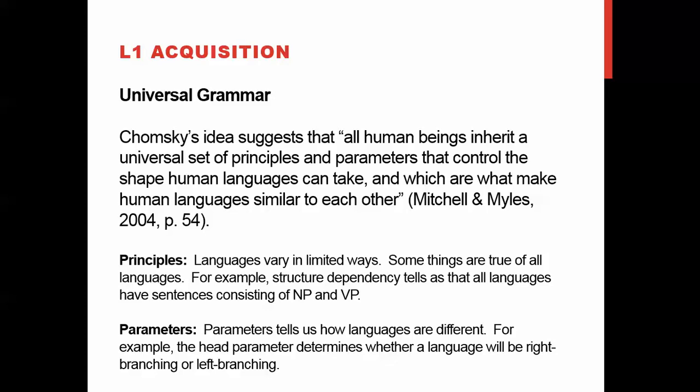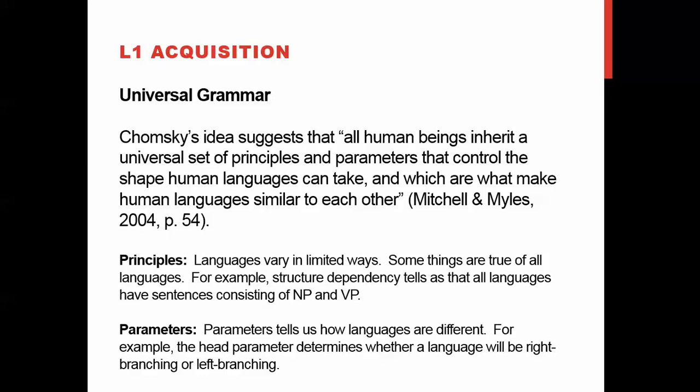Chomsky, in this idea, suggests that all human beings inherit a universal set of principles and parameters that control and shape the shape that human languages can take, and which are what make human languages similar to each other. So when you look at human languages, actually they're quite similar, but they're different. And he came up with two really important concepts to explain what's going on with universal grammar and how we end up with different languages.